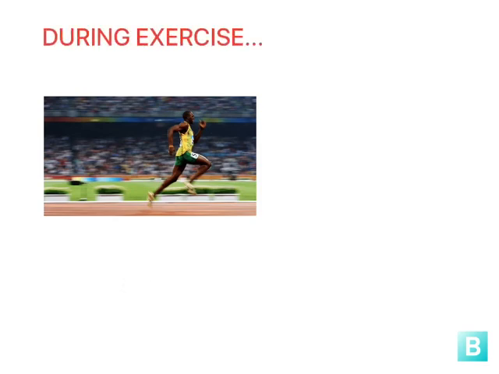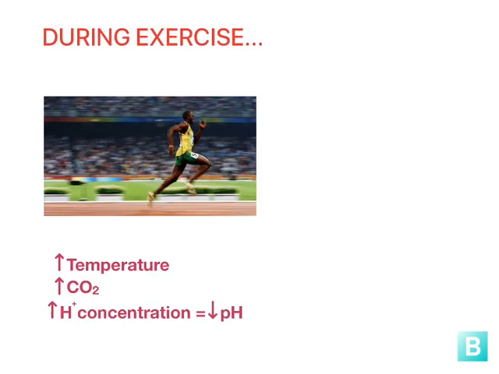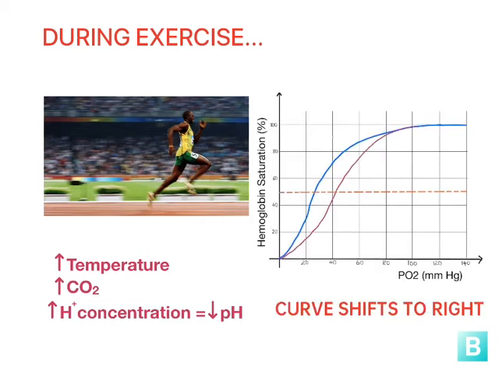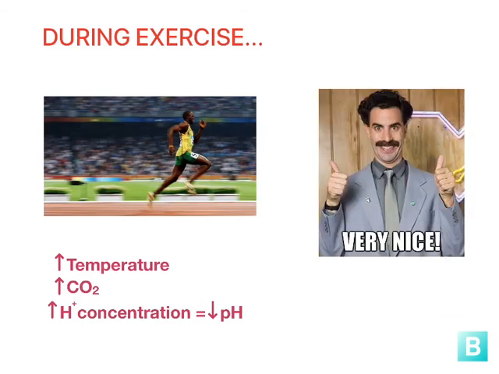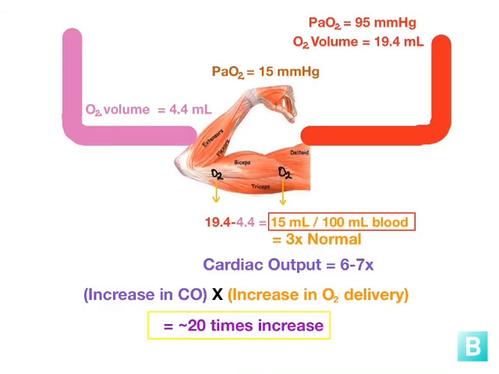During exercise, there is increased PCO2, increased temperature, increased hydrogen ions, and as a result, low pH. So, where will the curve shift now? Yes, the curve shifts to the right, meaning oxygen is unloaded in the tissues that need it the most. This is well evidenced by the fact that during exercise, oxygen delivery increases by almost 20-fold in well-trained athletes.